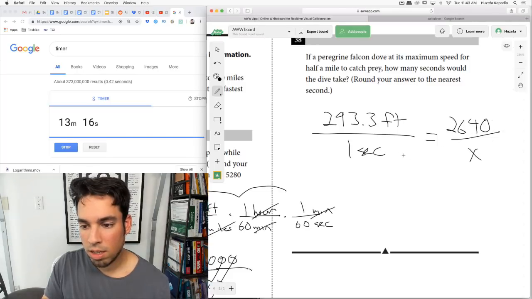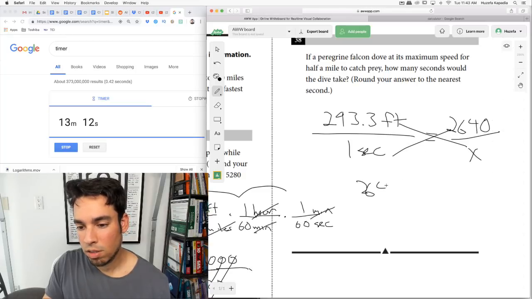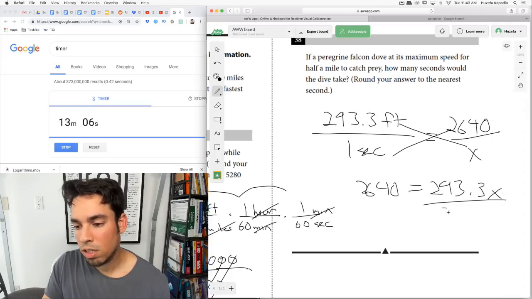Okay, let's cross multiply. 2,640 equals 293.3x. Divide both sides by 293.3.